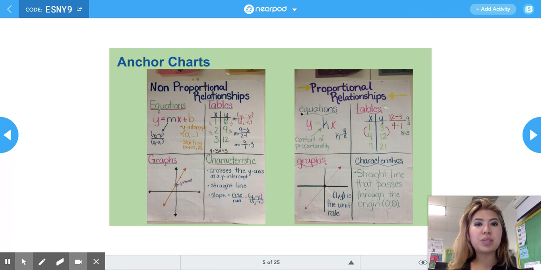For proportional relationships, the equation is always in the form y is equal to k times x, with k representing the constant of proportionality. Both the k and the m represent the rate of change, so our change in y over our change in x. And then for tables, we use the same process. We use the equation and we plug in the different x values into the equation to get our y values. The graphs are similar in that they're both straight lines, except in non-proportional relationships, the y-intercept is where the line will pass through the y-axis. And for proportional relationships, it's always going to go through the origin or 0, 0.